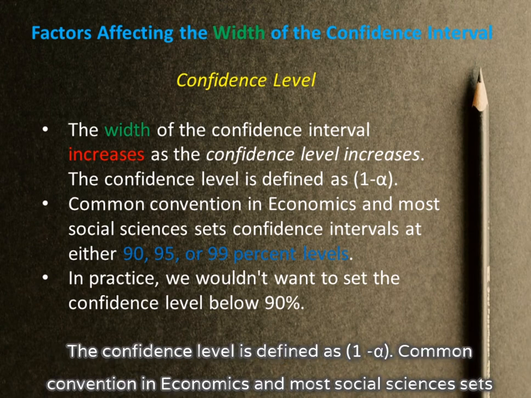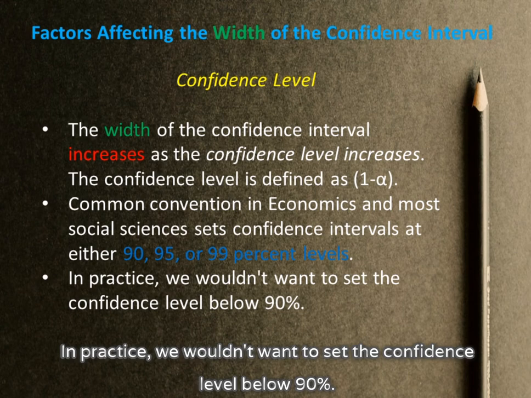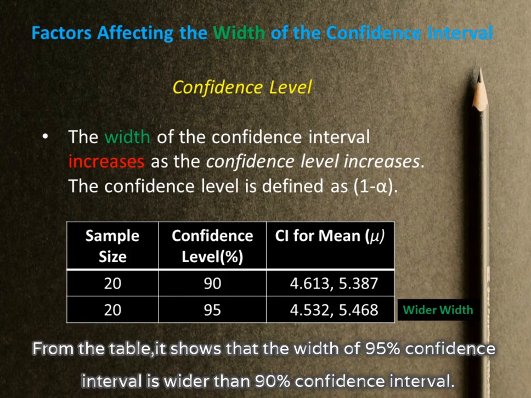The confidence level is defined as 1 minus alpha. Common convention in economics and most social sciences sets confidence intervals at either 90, 95, or 99% levels. In practice, we wouldn't want to set the confidence level below 90%. From the table, it shows that the width of the 95% confidence interval is wider than the 90% confidence interval.